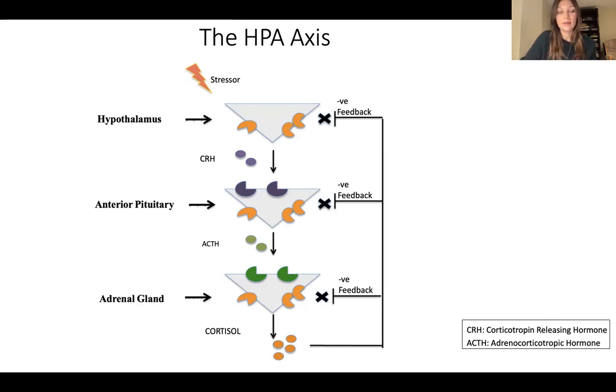to receptors there. And once it binds to its receptors on the anterior pituitary, this will stimulate the secretion of adrenocorticotropic hormone, which will then travel to the adrenal gland and bind to its receptors there. And once it binds to its receptors on the adrenal gland, this initiates the release of cortisol, and cortisol will then travel throughout the body and exert its effects.